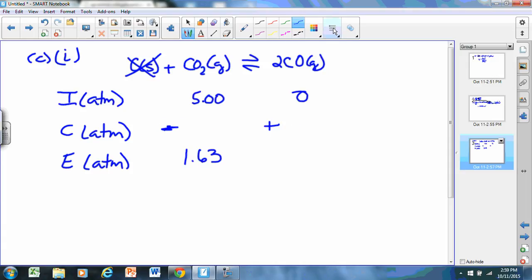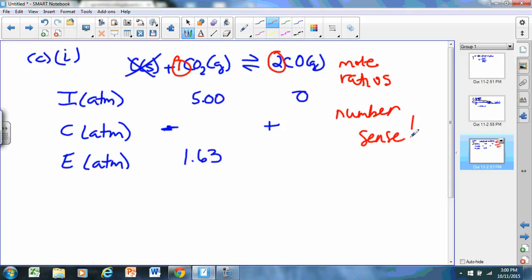This is 1.63. Interesting though, we'll be able to figure this out because this concentration is going to go down and this concentration is going to go up, and I'm going to switch colors. This is an implied one. And this is going to go up twice as fast as this goes down because chemistry is all about mole ratios. And you will pass the test if you have number sense, which most of you do.